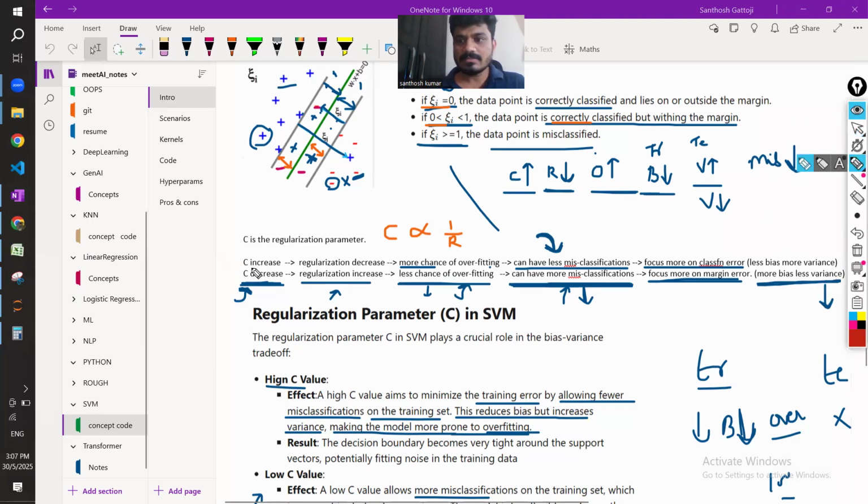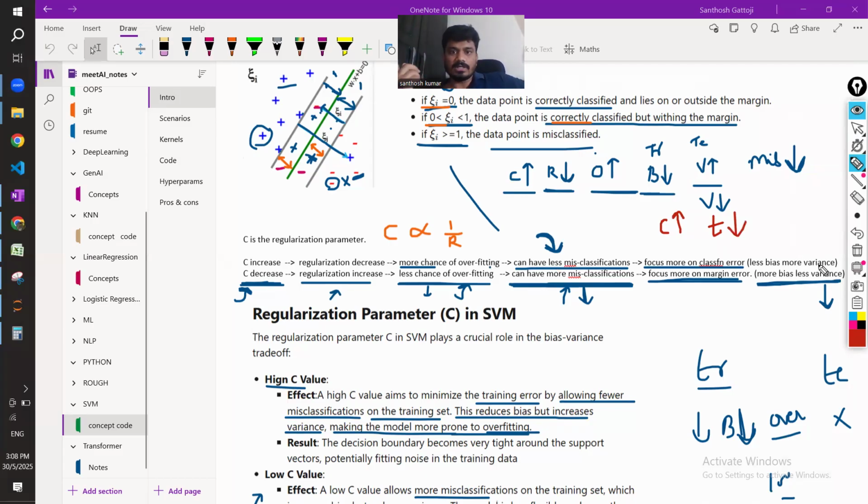If C is increasing, R is decreasing, like regularization is decreasing, which means more overfitting. More overfitting means the variance is more. That means our test accuracy will decrease. More variance means what?